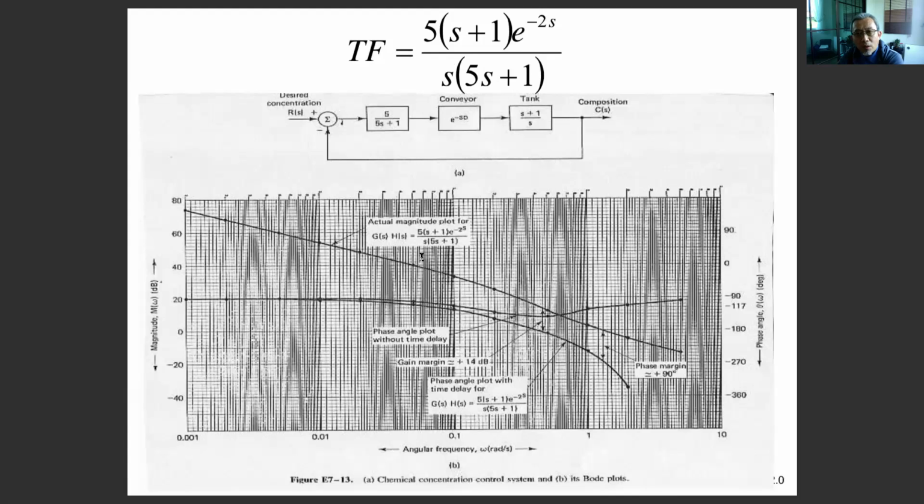And this is one of the good examples where you have a second order response with time delay. This is a conveyor belt with tank. You can see that the conveyor belt has a time delay. The tank is an integrator, and this is the process.